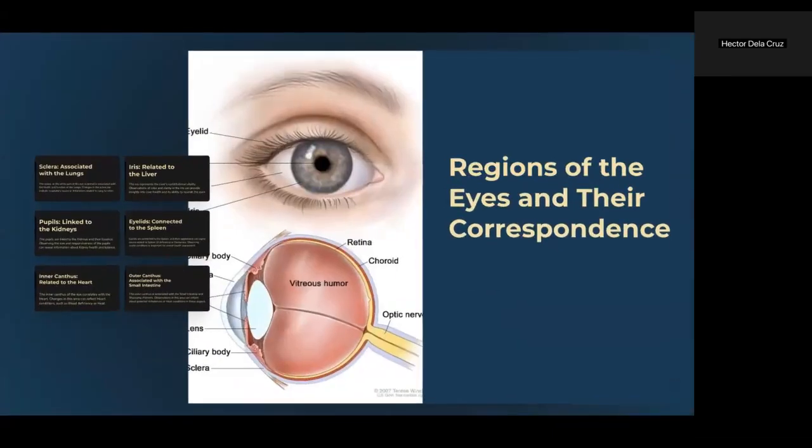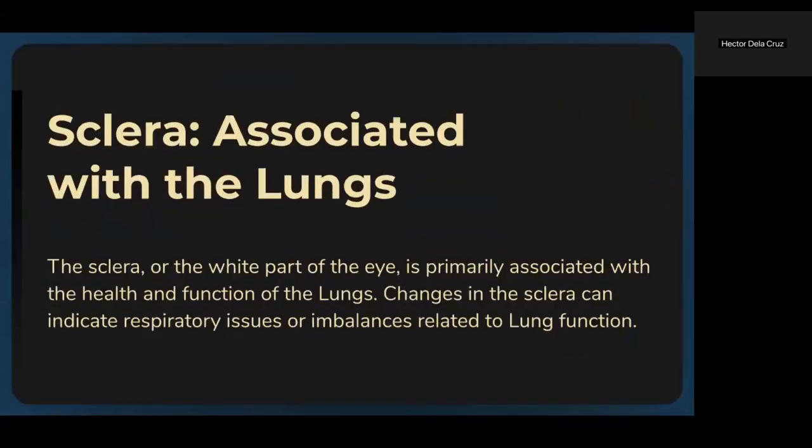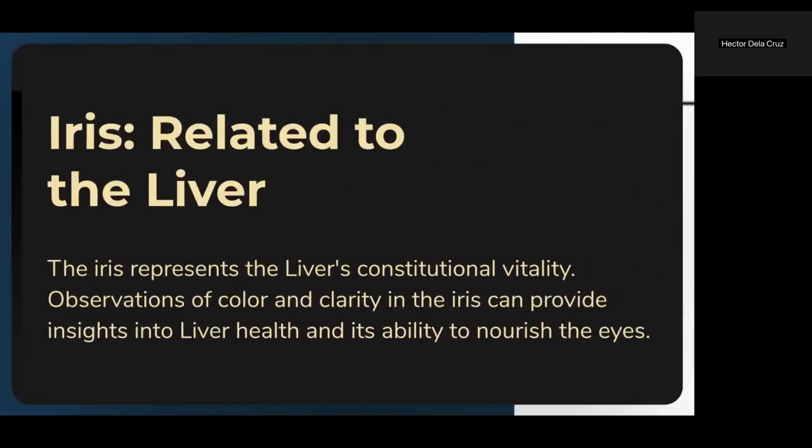Regions of the eyes and their correspondences. The sclera, or the white part of the eye, is primarily associated with the health and function of the lungs. Changes in the sclera can indicate respiratory issues or imbalances related to lung function. The iris represents the liver's constitutional vitality. Observations of color and clarity in the iris can provide insights into liver health and its ability to nourish the eyes.